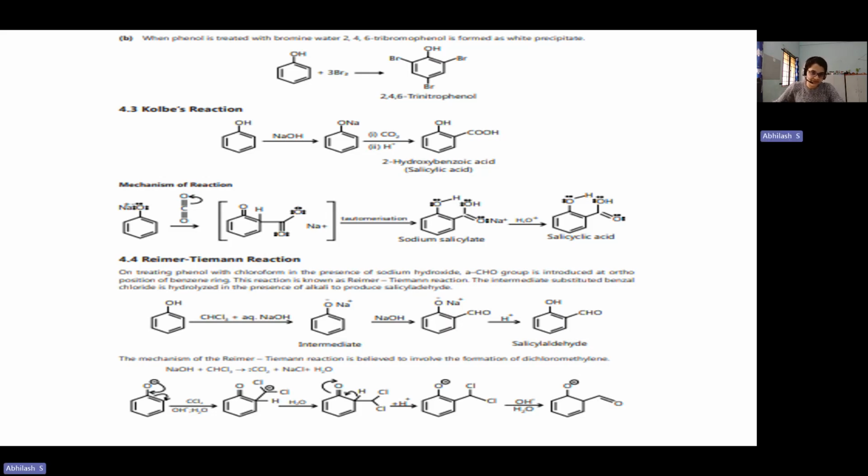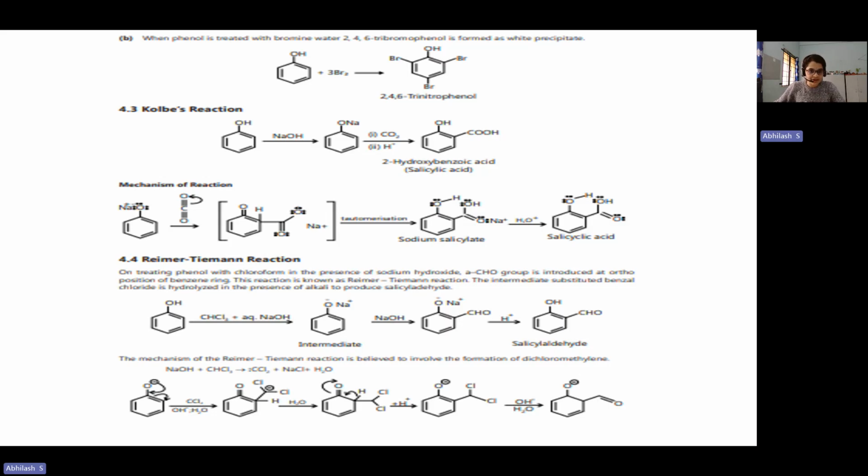Let's discuss the mechanism of this reaction. Sodium phenoxide has a lone pair on oxygen, with Na having the positive charge and O having the negative lone pair of electrons. When it reacts with CO2, which has a resonance form, it leads to the formation of an intermediate. When this intermediate undergoes tautomerization, it leads to the formation of sodium salicylate. This is the sodium salicylate structure. Then this sodium salicylate reacts with H3O+, which leads to the formation of salicylic acid.